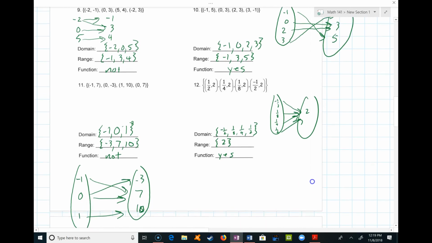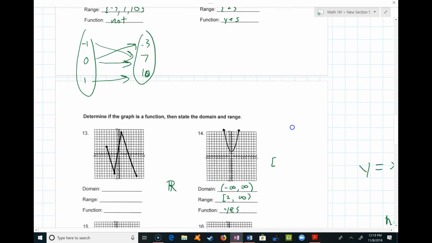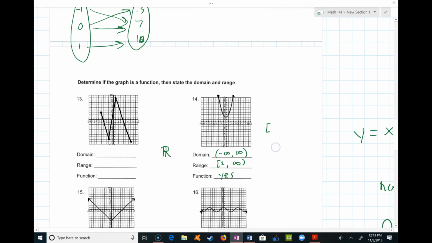Okay? All right, so then we cruise down here, and these are a little bit different because they actually have an infinite number of items in the domain and range. So instead of listing them, we have to write them in interval notation. And so basically what you're doing is finding out, for the domain, what's the leftmost number we use and what's the rightmost number we use.